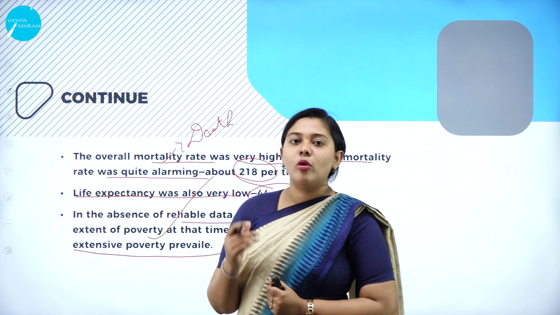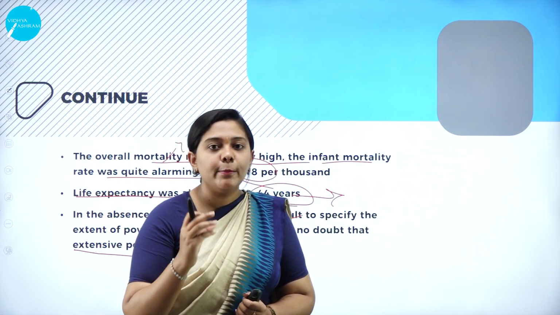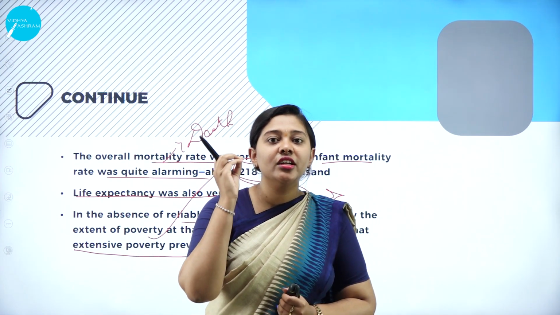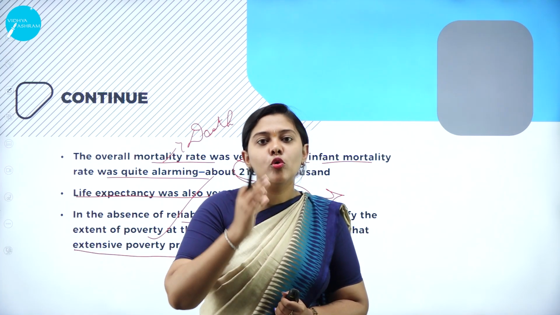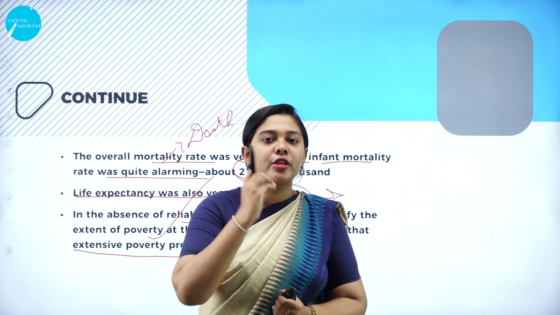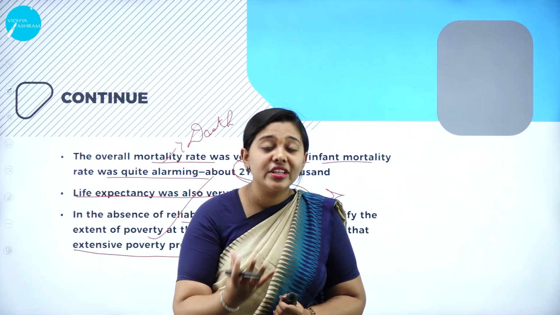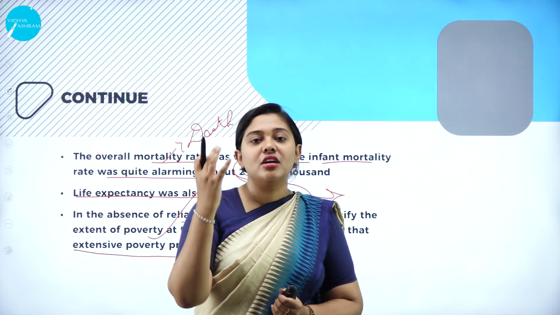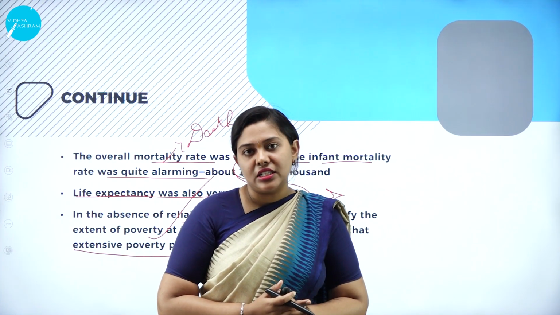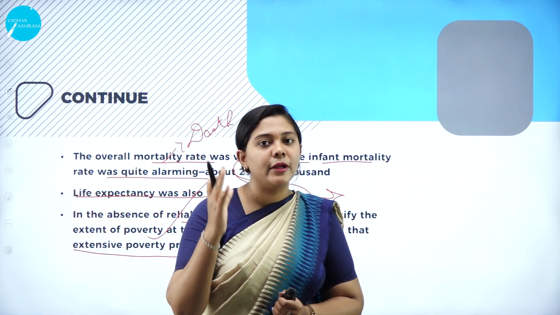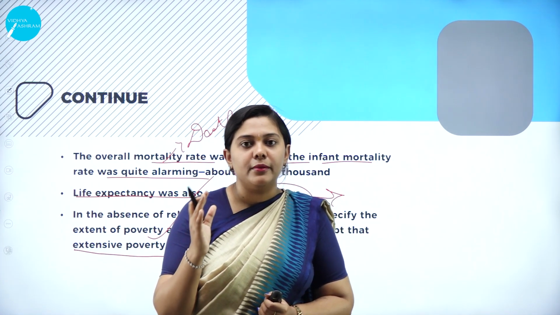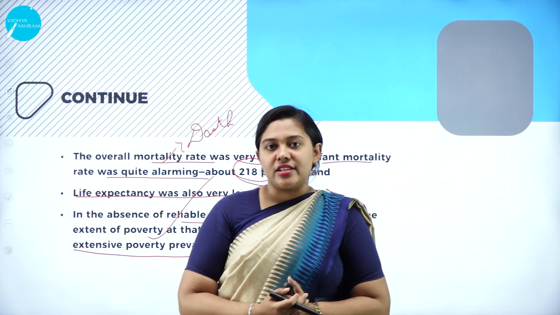What is poverty? Poverty is a situation where people cannot achieve their basic living, that is food, clothing and shelter. When people couldn't get food, clothing and shelter, then those people are considered as poverty line people, below poverty line people. So they live in that category.